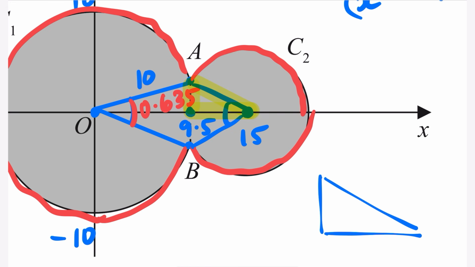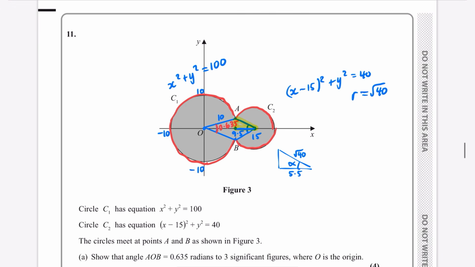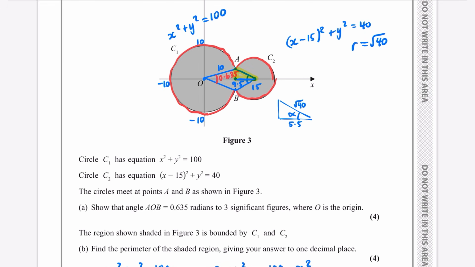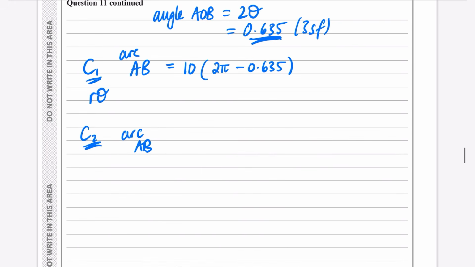Now we know how long the hypotenuse is. The hypotenuse, because this circle has got a radius squared of 40, the hypotenuse is the square root of 40. And we actually know what the bottom part of this triangle here is, because it's the difference between 15 and 9.5, which is 5.5. So if I call that angle there alpha, I can find out what is going on. I can say that the inverse cos of 5.5 over root 40 will give us alpha. We can double that, take it away from 2 pi, and then do the exact same thing. They're making you do a lot of work here.